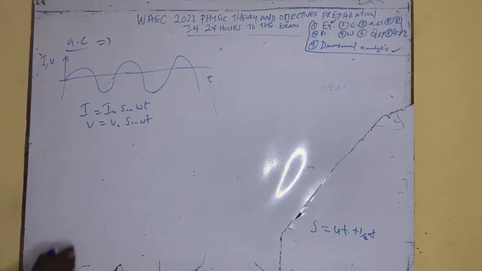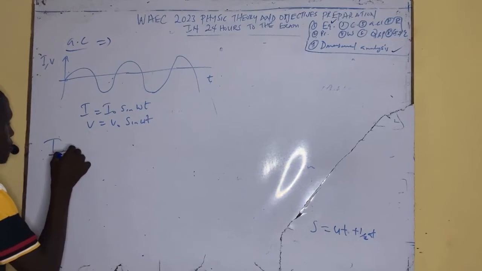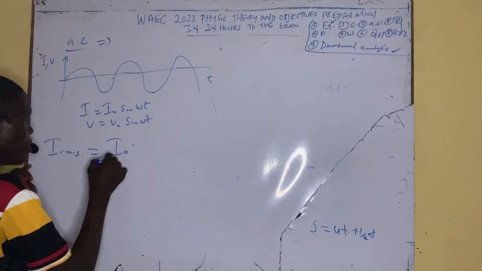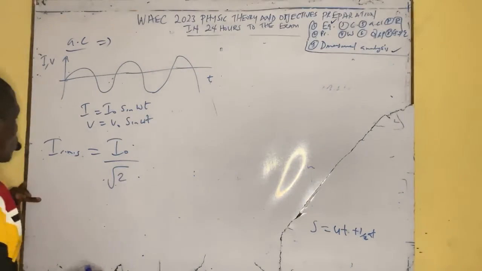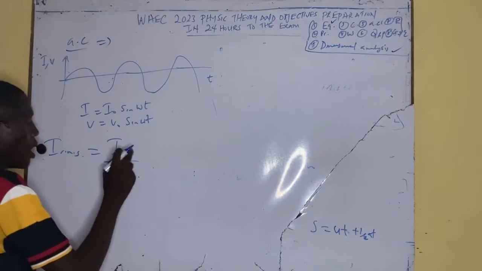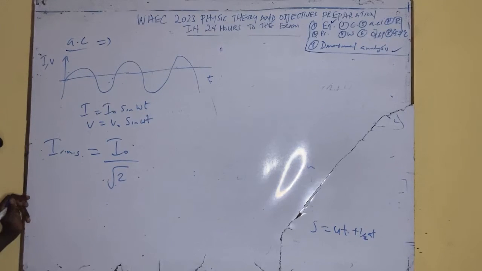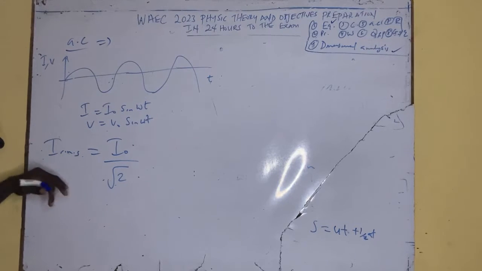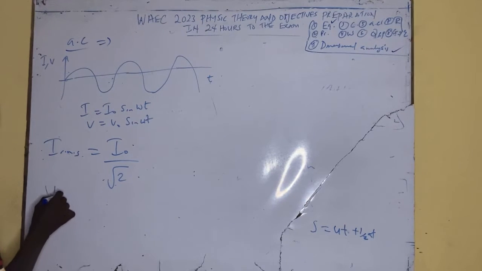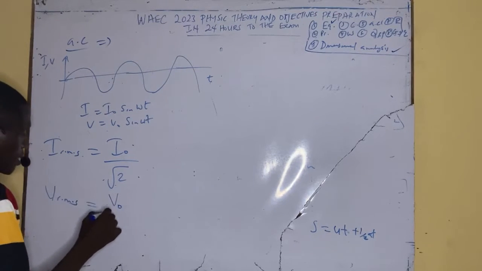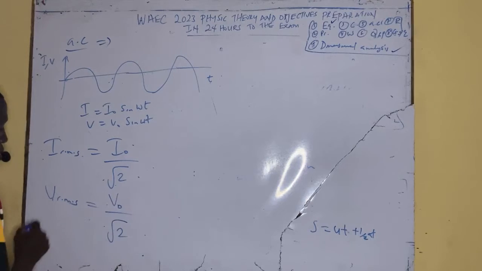The major formula is when you have the root mean square current, I rms, equals I naught over root 2, where I naught is the peak current. It also applies to voltage: the root mean square voltage equals the peak voltage over root 2. Please know these two formulas, they are very essential.